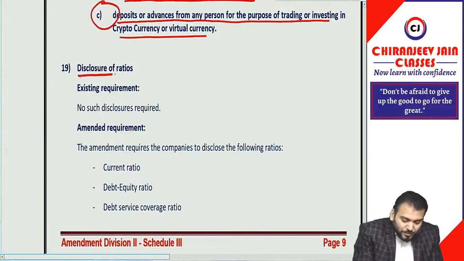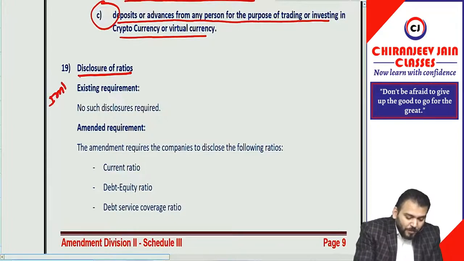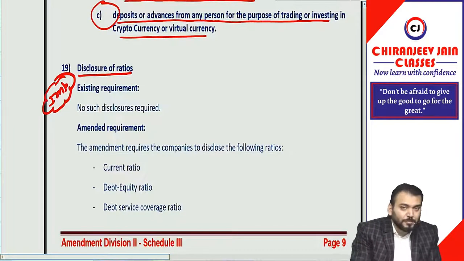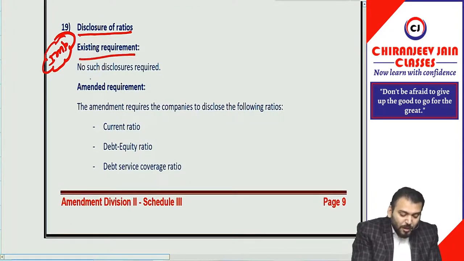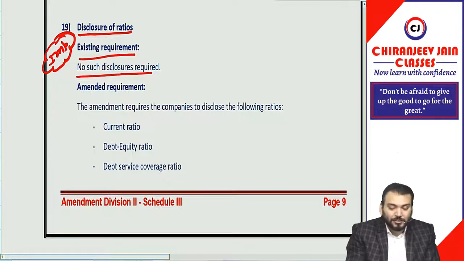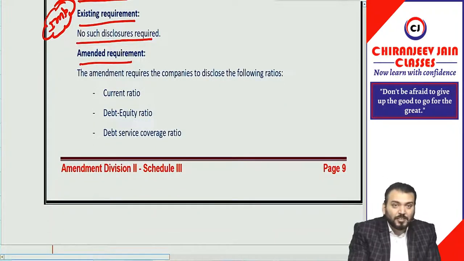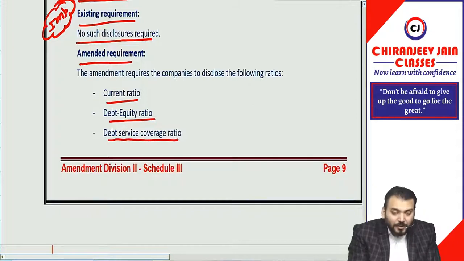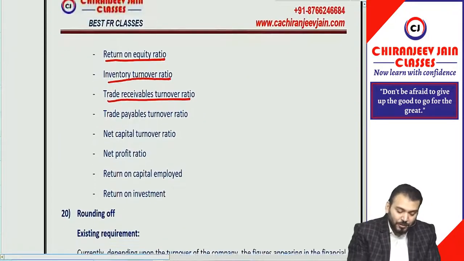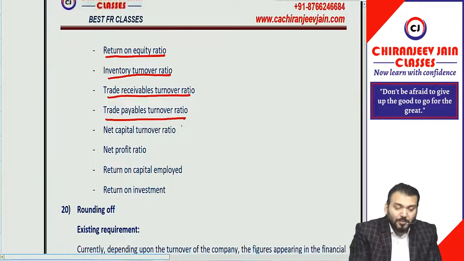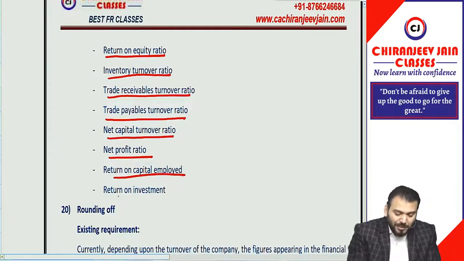Now, this is important: disclosure of ratios. This might be important for that chapter, analysis of financial statements, because they may ask you to calculate ratios. As per the previous requirement, no disclosure was required as far as ratios are concerned. But now, we are supposed to disclose current ratio, debt equity ratio, debt service coverage ratio, return on equity ratio, inventory turnover ratio, trade receivable turnover ratio, trade payable turnover ratio, net capital turnover ratio, net profit ratio, return on capital employed, return on investment.